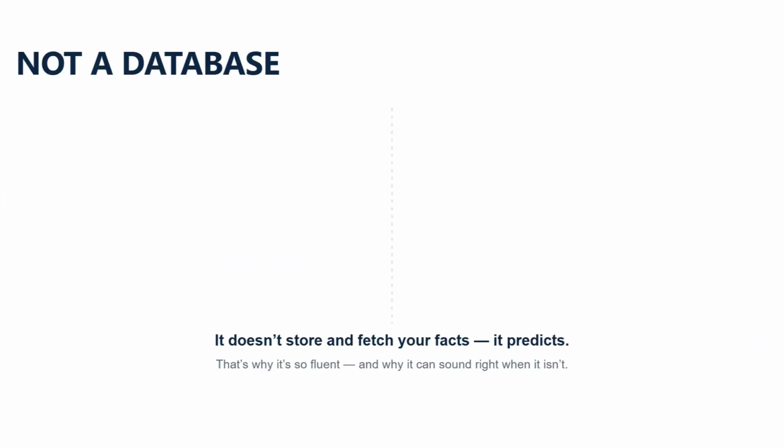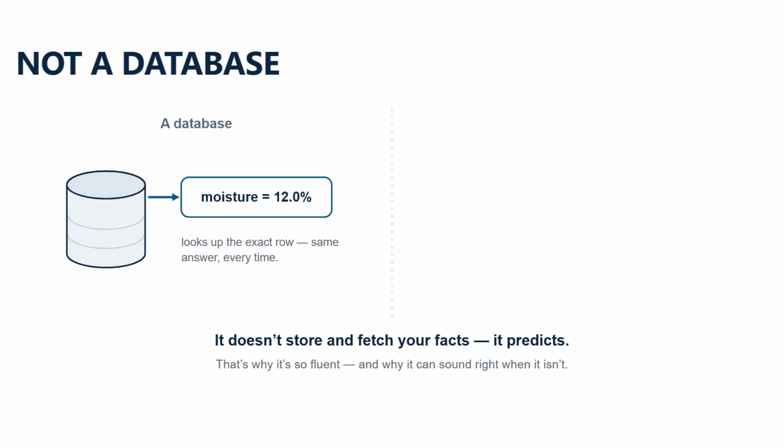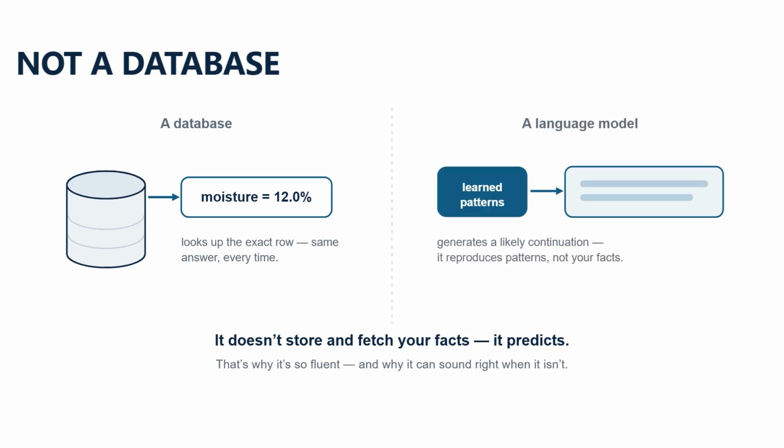This is the part that changes how you use it. It is not a database. A database stores your exact numbers and hands back the exact row you asked for. Every time, the same. The language model does not do that. It did not store your moisture spec to look up later. Instead, it learned the patterns of language and it reproduces them. That is exactly why it is so fluent and flexible. It can phrase almost anything. And it is the same reason it can hand you a confident answer that just sounds right. Hold the thought, we will come back to it.